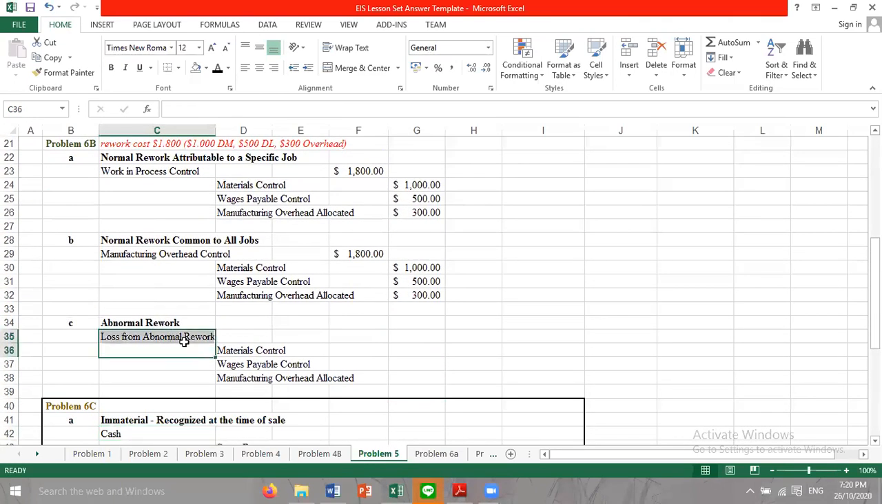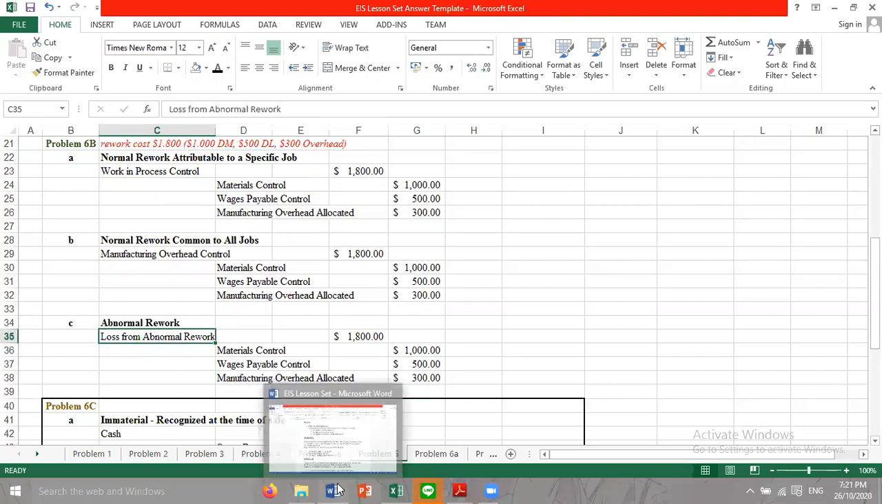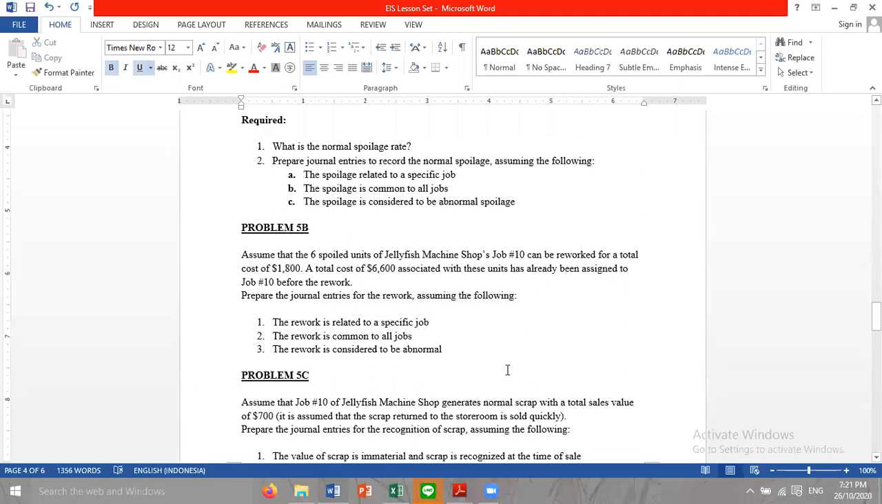Next one, abnormal rework. If we assume it's abnormal rework, same principle. This time it's loss from abnormal rework, $1,800, and it's the same credit entry. So once again, instead of manufacturing overhead control or work in process, we record it as an expense to loss from abnormal rework. Okay, that's practically for 5B.